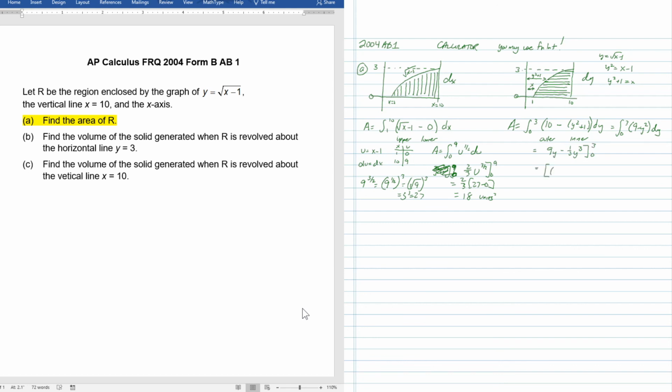That's 9 times 3 minus 1/3 times 3 cubed, minus what is going to all be, for the most part, 0. And that's 27 minus 27 thirds, which is 9, which works out to be 18 units squared. In both cases, using the dx or the dy, the problem works out to be the same thing.